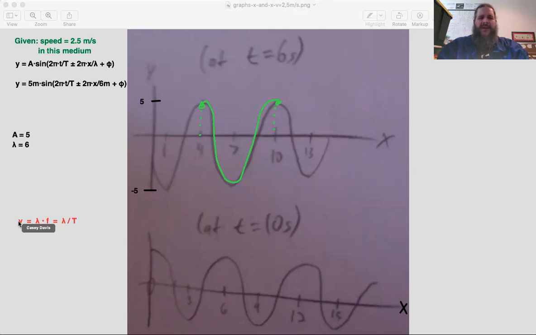In that case, we should be able to solve for the speed. We know the speed, we're trying to solve for frequency. So how would you find frequency in this case? How would you isolate frequency in that equation?